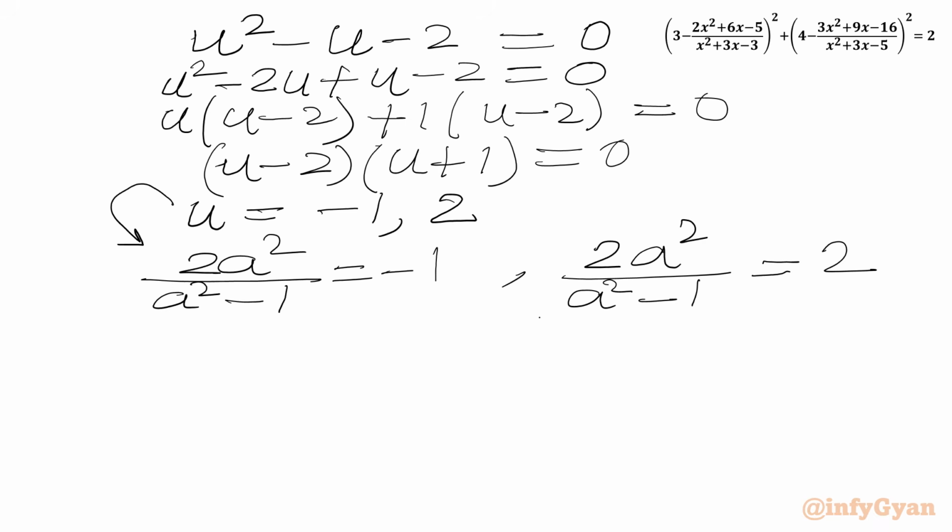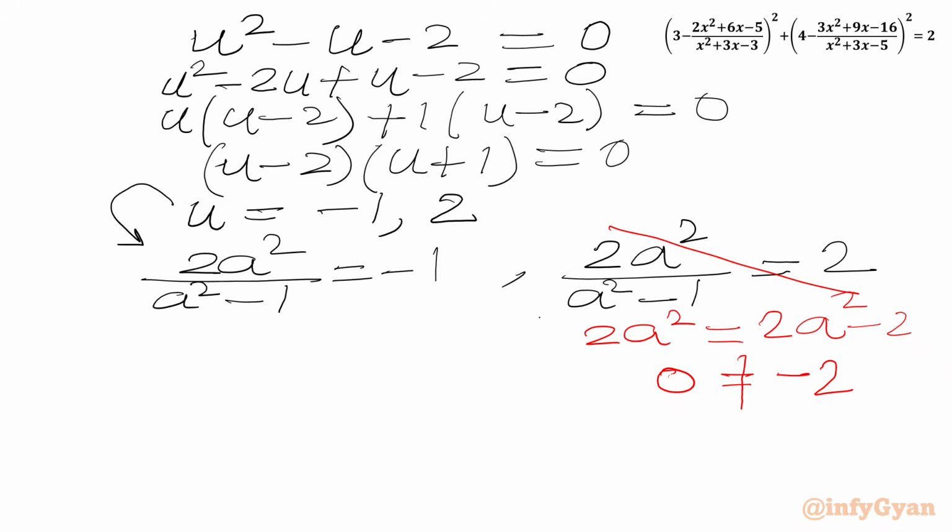We will cross multiply and we can write 2a square is equal to 2a square minus 2. Now we will subtract 2a square from both the sides. So there will be 0 in LHS, minus 2 in the RHS. But in real mathematics, 0 cannot be minus 2. So we will reject this equation as we are looking for real values of x.